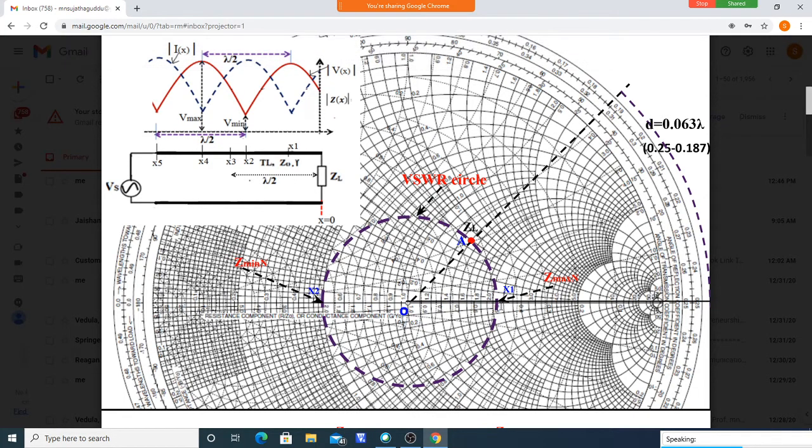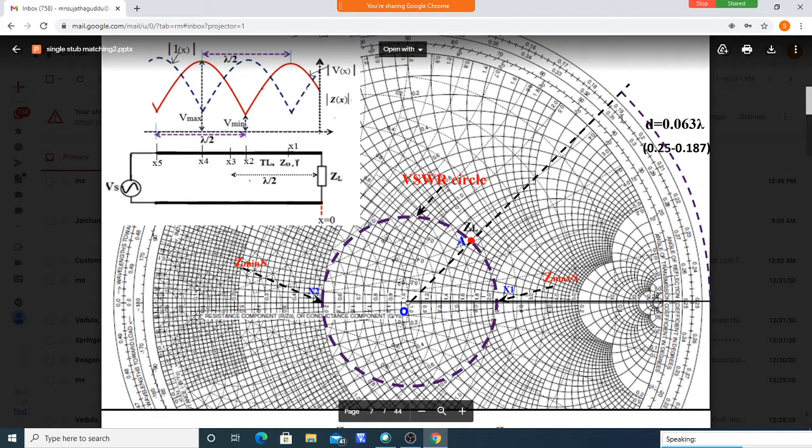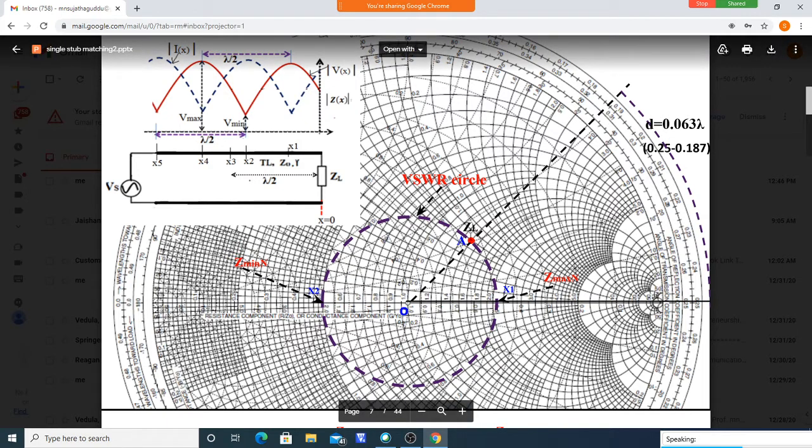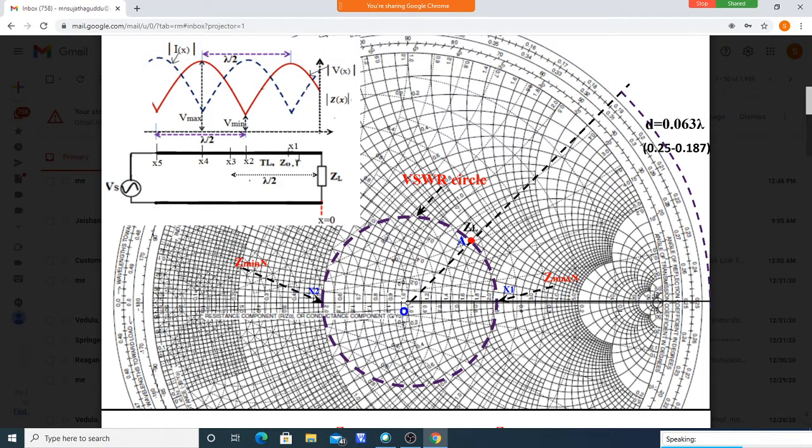And at what distance it appears, that you can measure from the wavelength scale towards the generator. So the maxima occurs here, you can read what is the maximum impedance. Take this normalized value and multiply by 50, that is Z naught, and we will get Z maximum. But it is at what distance from the load? You measure the impedance here, the reactance is 0 along this line, so you only read the resistance value, multiply by Z naught, and we will get Z maximum.